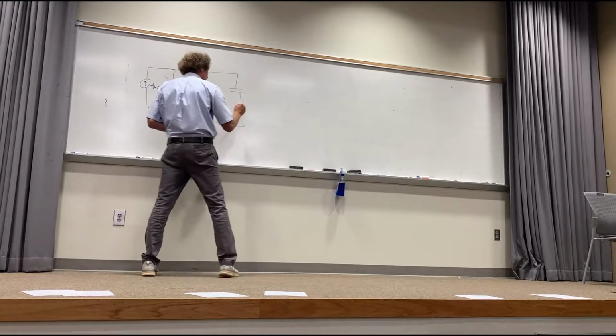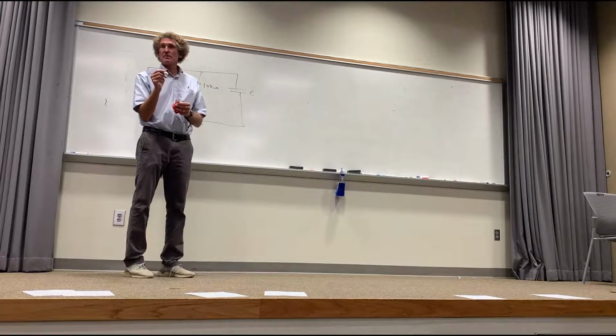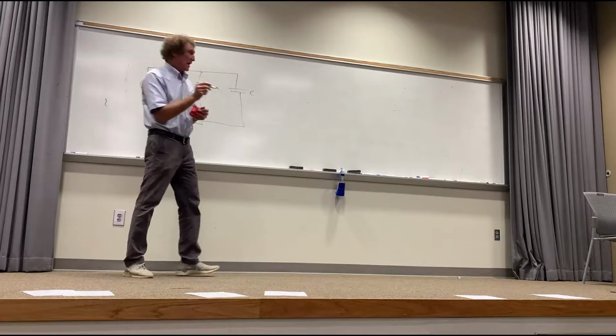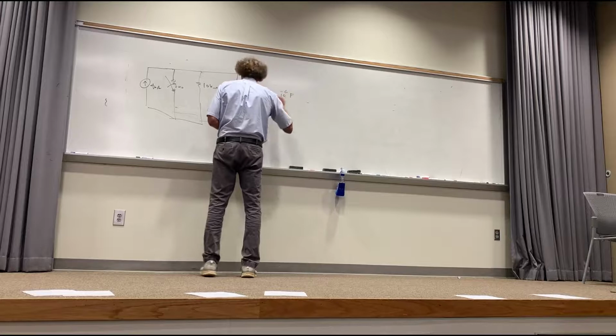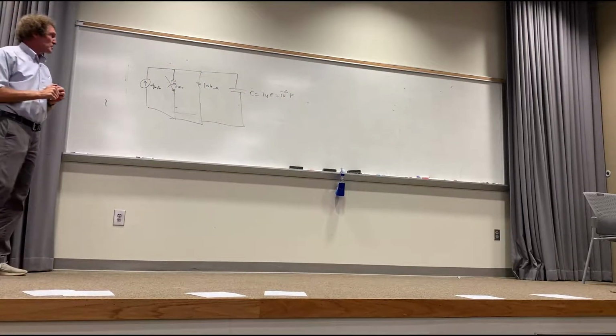What value? Does C not give us a value? 1 microhenry? I mean, 1 microfarad. C equals 1 microfarad. That's 10 to the minus 6 farads. Micro is 10 to the minus 6. And the question is what? Voltage on the capacitor?